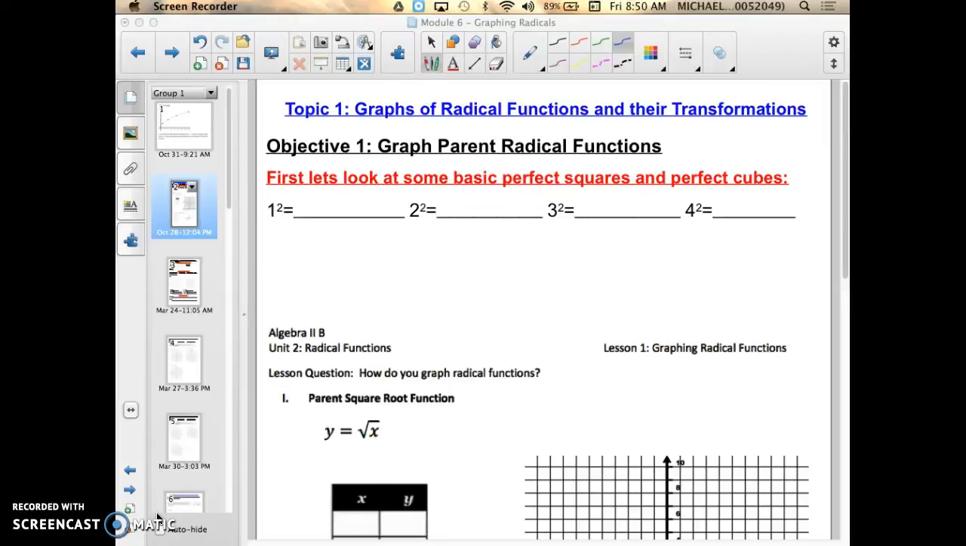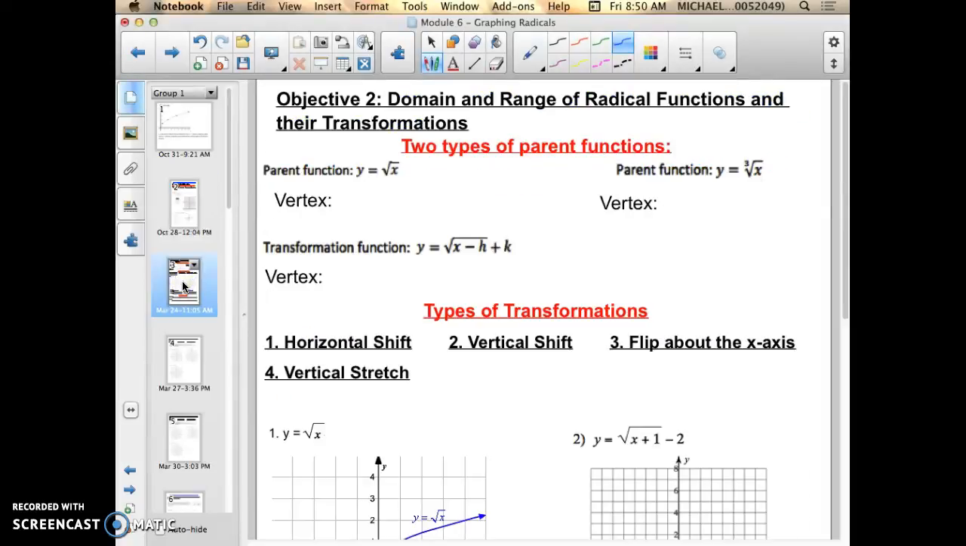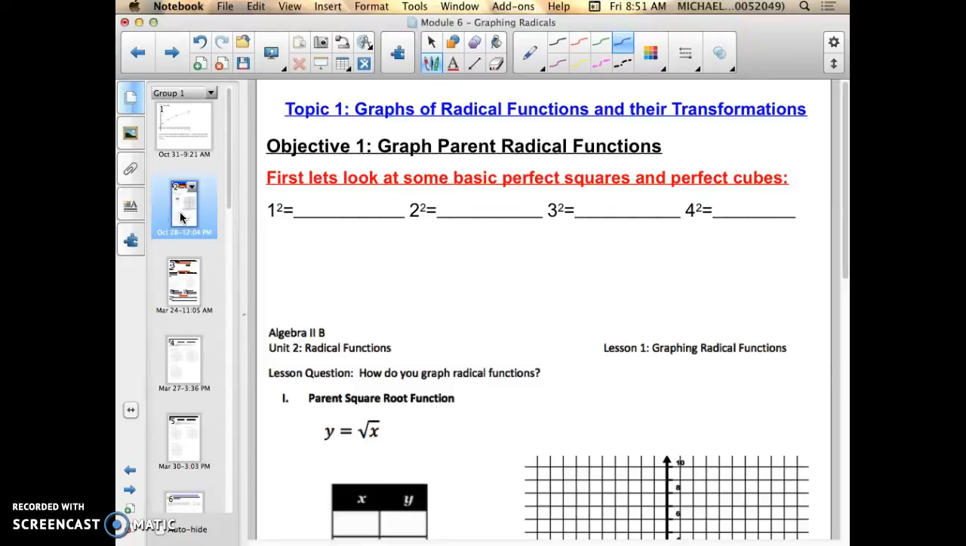So I broke this up into two objectives. The first objective is to graph the parent radical functions and then become familiar with them. The second objective is to find the domain and range of radical functions and then look at and see how they move or find their transformations as well. I broke this up into two videos. The first video is just going to be objective 1.